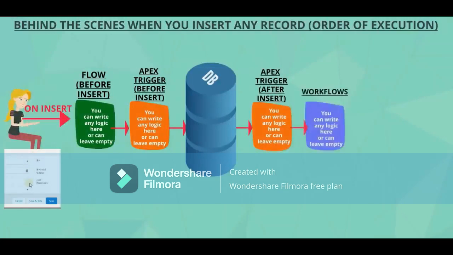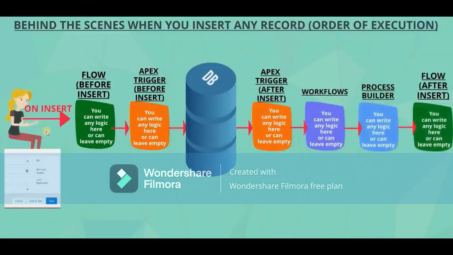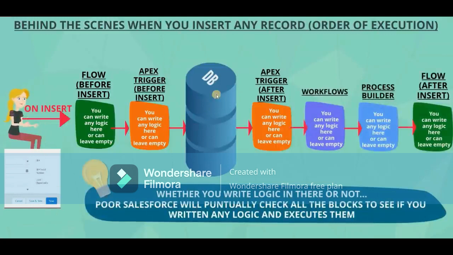Whenever a user provides the values in the new page form and clicks on save to insert the record, it will not go directly into the database. Instead, it will check if there is any logic written in flow. We have automation tools in Salesforce, right? Flows, workflows, and process builders, and along with that, Apex triggers. So first, it will check if you have written any logic in flow before insert. If there is any logic, it will execute; else it will go to the next step, which is the Apex trigger before insert. If you have written any logic with the before insert event, it will execute it accordingly.